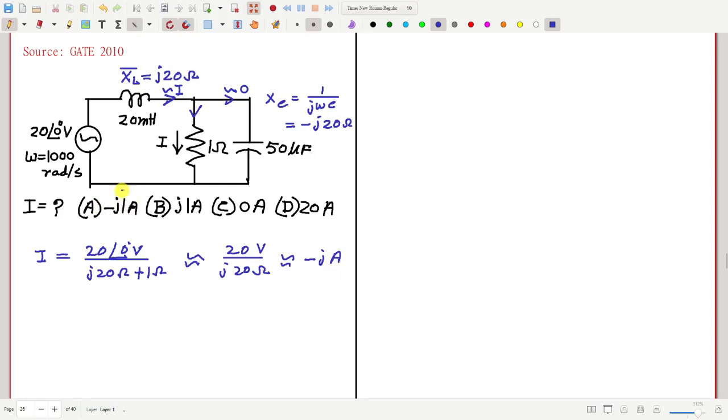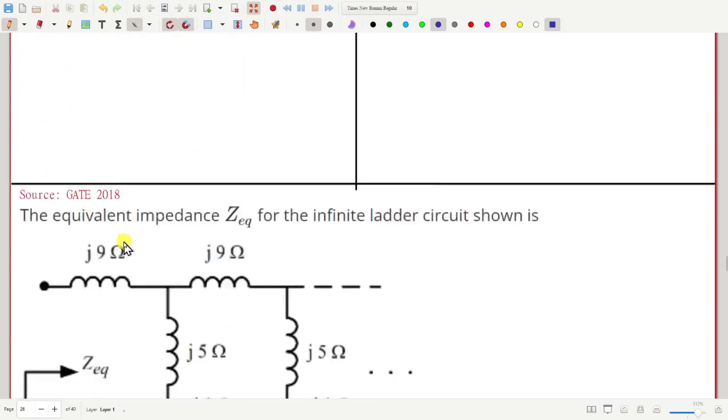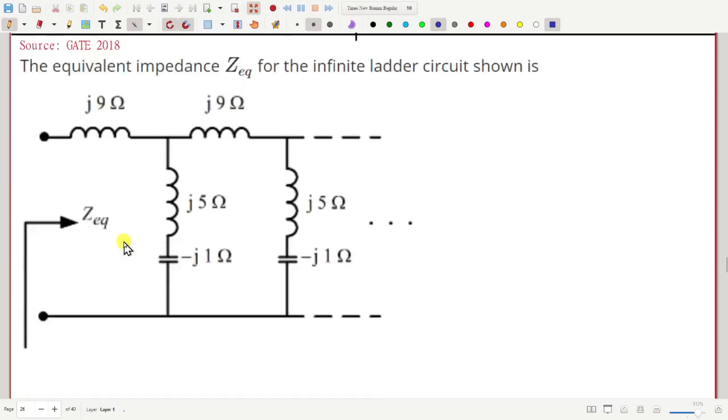Yeah, first option, right. Since we have the options, we can do this approximately, because you see all other options are quite far from option A. Okay. So any question here? Fine. So let me take another question.